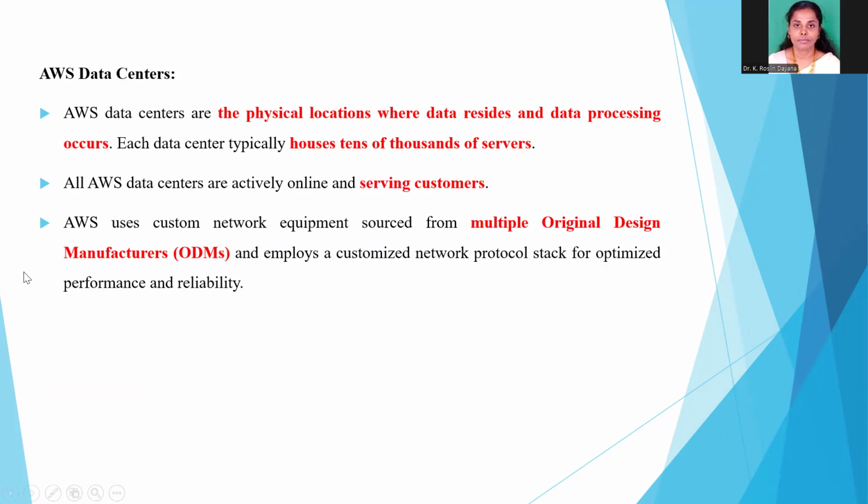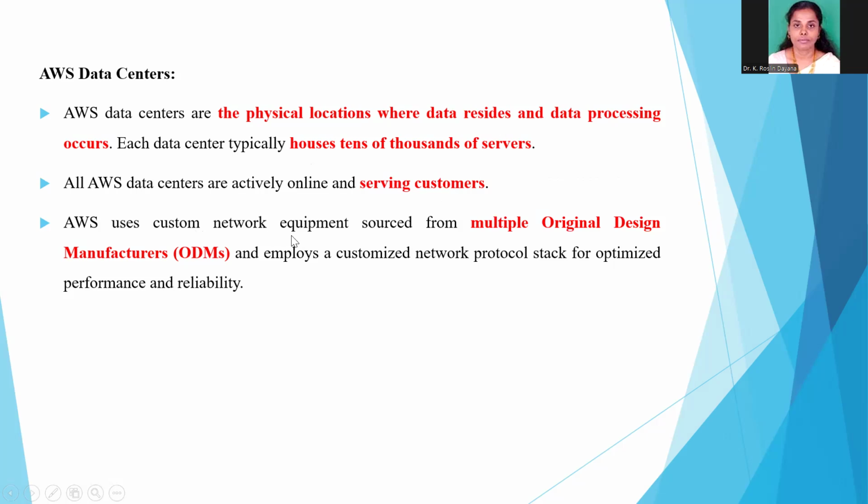Data centers in AWS. So in the global infrastructure, next one is data centers. Data centers are the physical locations where data resides and data processing occurs. In data centers only, all the data will be available. Each data center typically houses tens of thousands of servers. All AWS data centers are actively online and serving the customers.